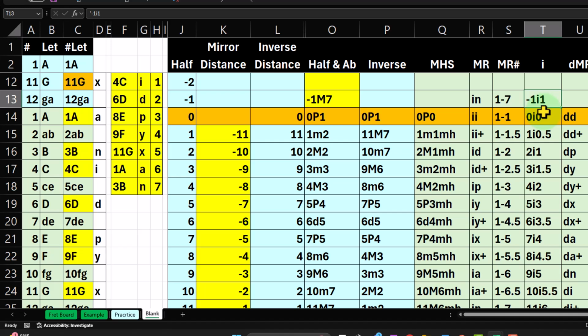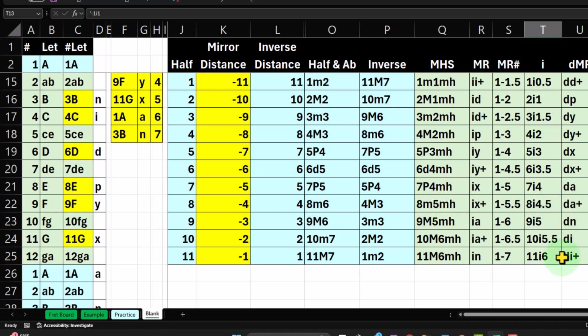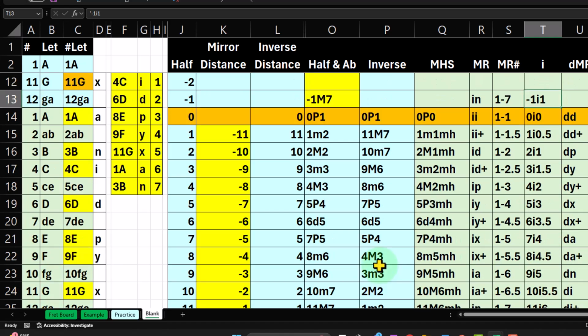If I go counterclockwise, I would be going -1 half steps from the Ionian node, which would be -1 modal half steps. If I went the other way, it would be 12 minus 1 or 11 steps forward, and 7 minus 1, 6 modal half steps forward. That would be the idea.